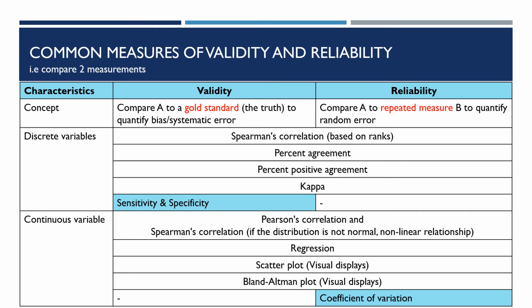For continuous variables, we can use Pearson correlation and Spearman correlation, regression, scatterplot, and Bland-Altman plot to assess both validity and reliability. But only in reliability can we calculate the coefficient of variation. We can look into these techniques, these measurements, in the next slides.